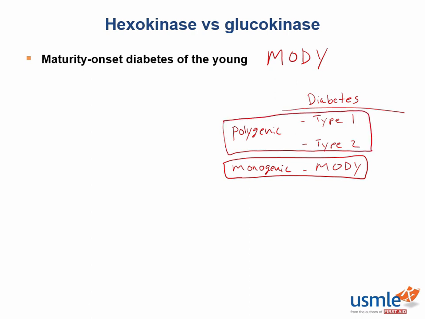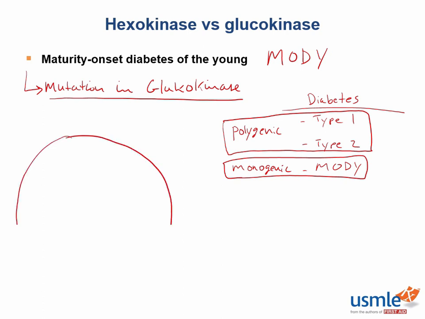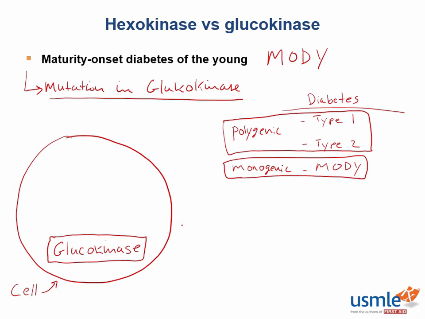Now one of the mutations in MODY involves the glucokinase gene, and this mutation will functionally alter the glucokinase enzyme, producing this form of diabetes. Now why do you think this is? Now remember, glucokinase is induced by insulin when there's high levels of glucose in the bloodstream, as I've tried to depict here.